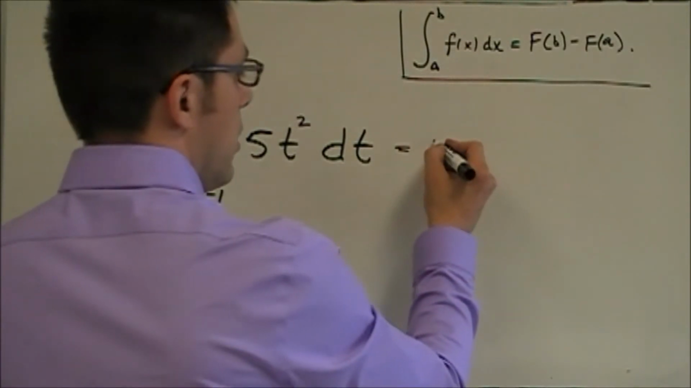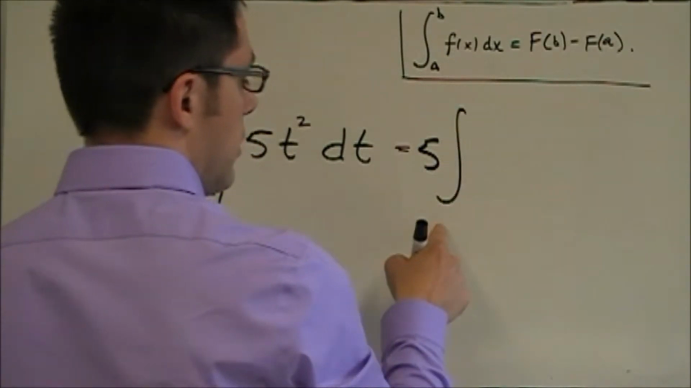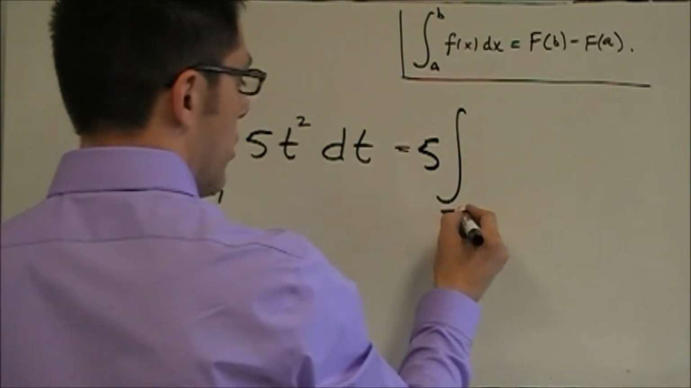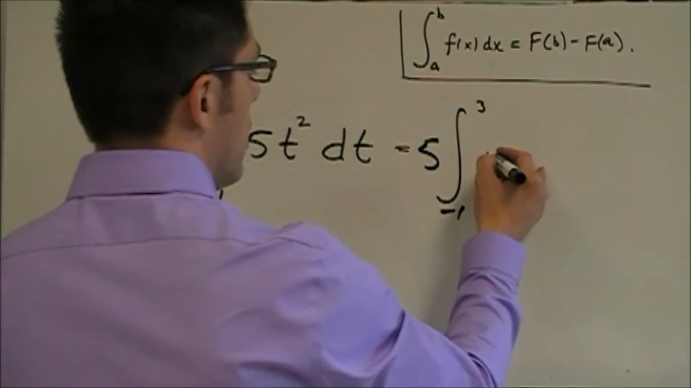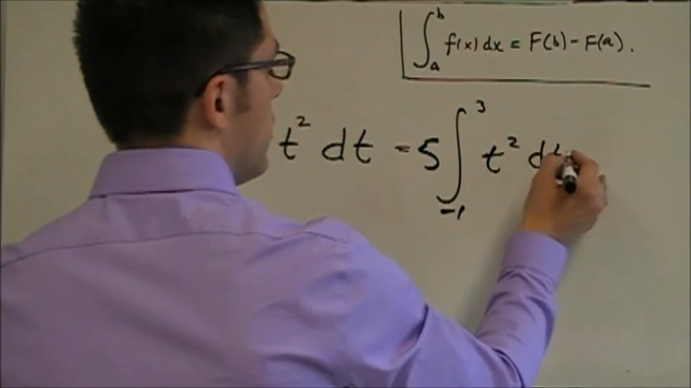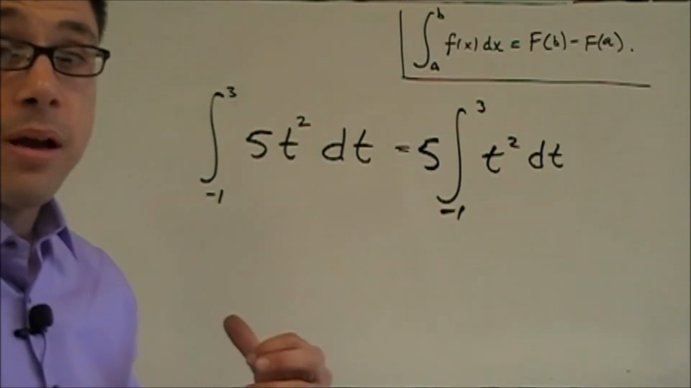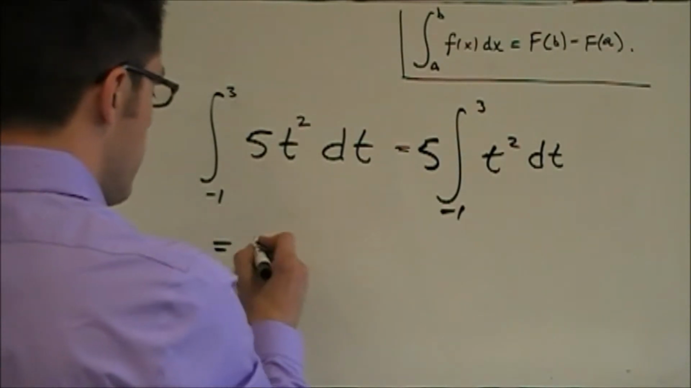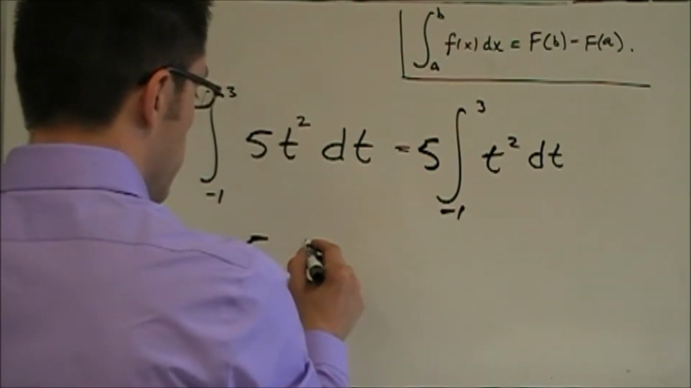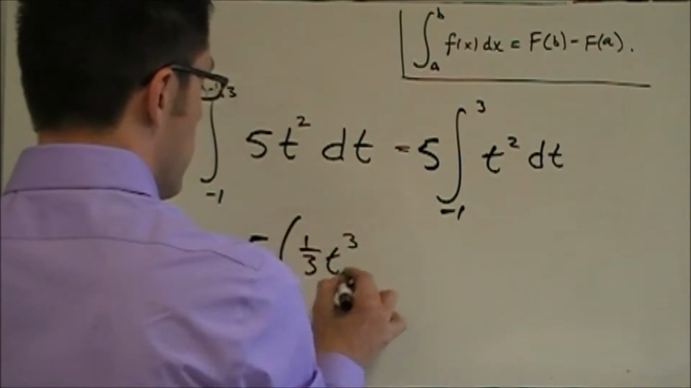So let's compute. Here we've got a 5. We've got this integral or antiderivative sign here, -1 out to 3, t squared dt. But we know the antiderivative of that, right? We just add 1 to the power and divide by what we found. So this is really 5 times 1/3 t cubed inside.